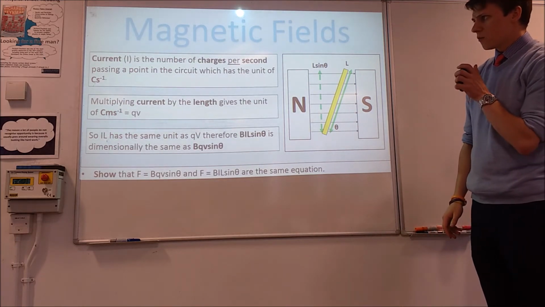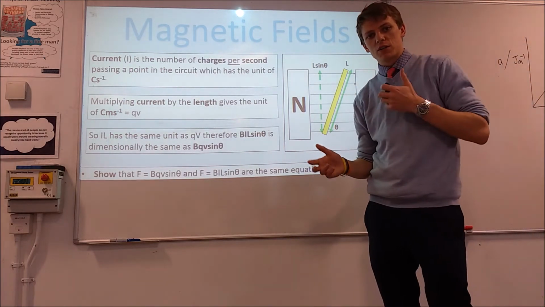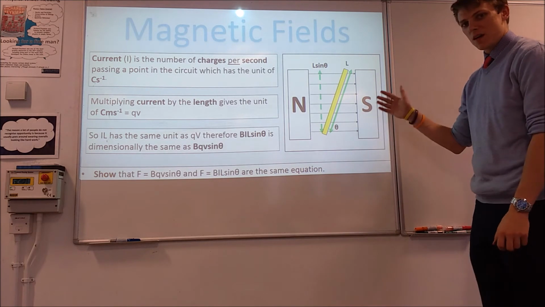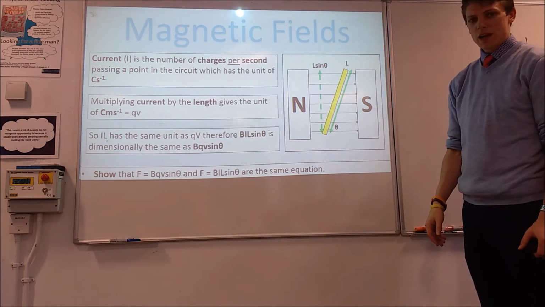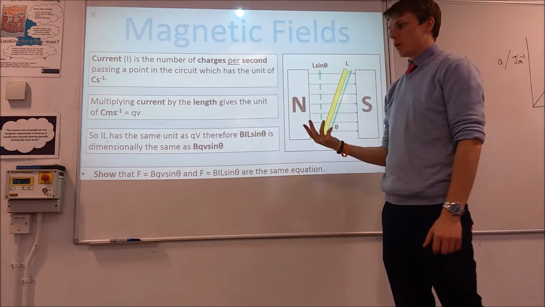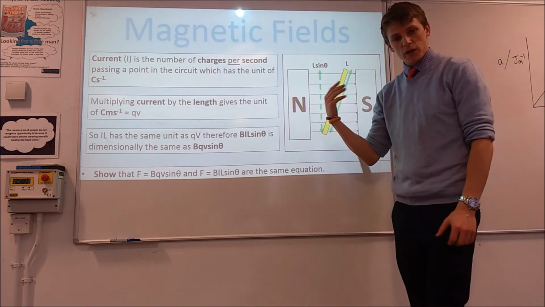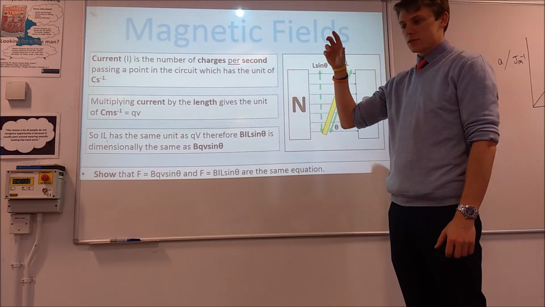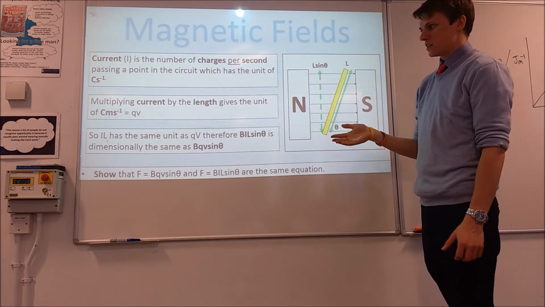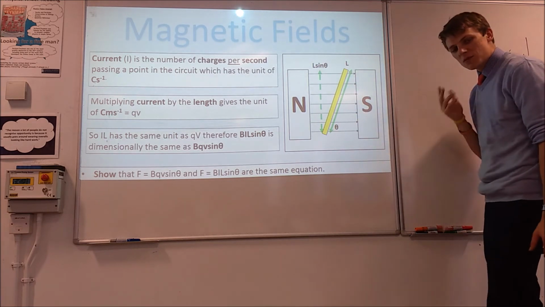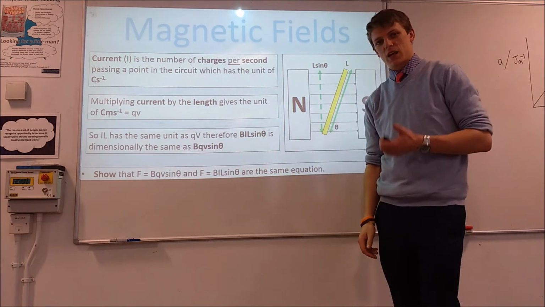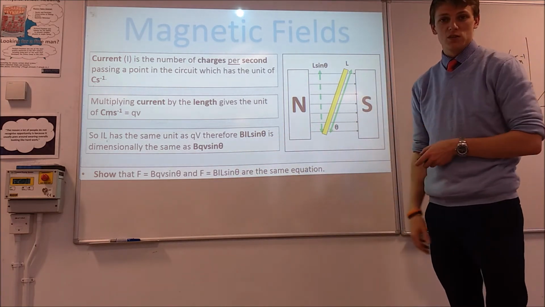So what we can do is relate this back to the original equation we had. We used to have an equation, F equals BQV sine theta, and now we've got BIL sine theta. So what we can do is relate the two. We should know that current, or I, is the number of charges per second, so it has a unit of coulombs per second. So if we multiply current by the length, because we have BIL, current times length has the unit of coulomb meters per second, which is charge times velocity. So you can see that IL and QV are dimensionally exactly the same, which is nice. Essentially these two are expressions of exactly the same equation, just with different properties used.